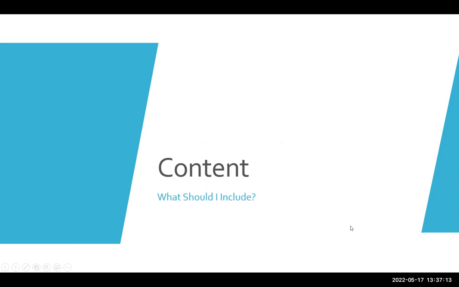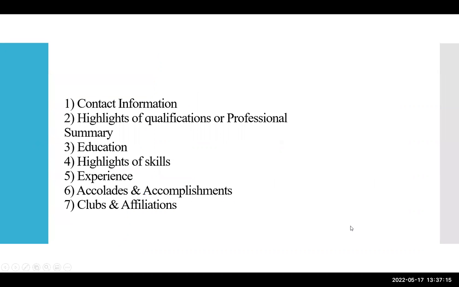Content. What should I include? It is recommended that you include these 7 pieces of information in your resume, but do note that you can add, remove as you see fit. Our recommendation is that you include your contact information, a highlights of qualification or professional summary, education, highlights of skills, experience, accolades and accomplishments, and clubs and affiliation.